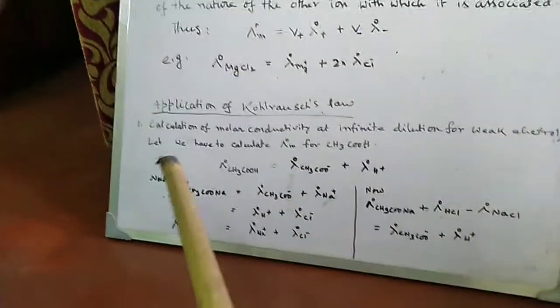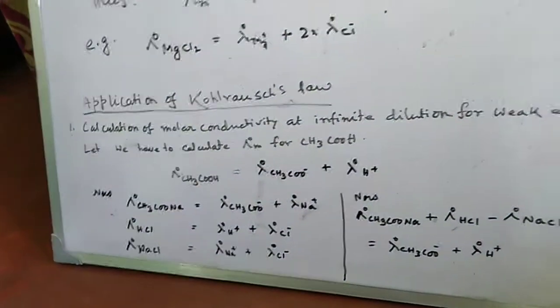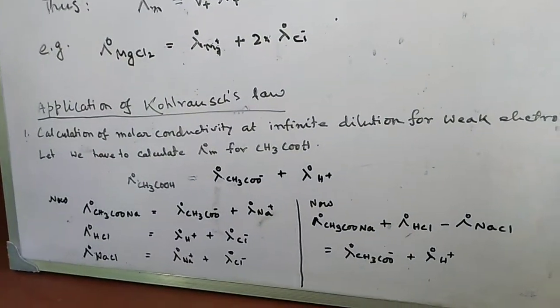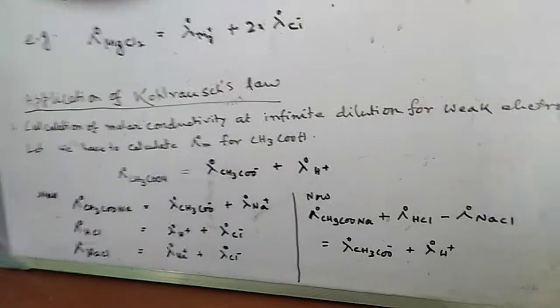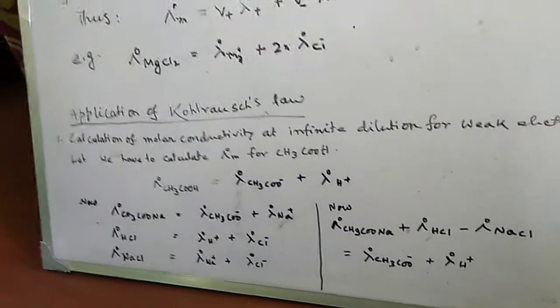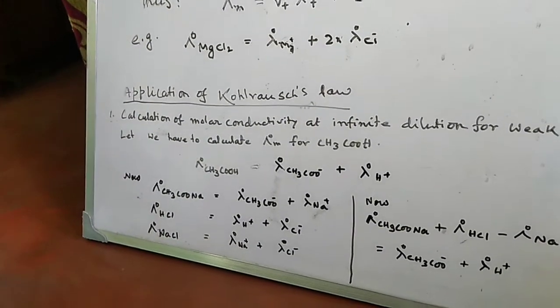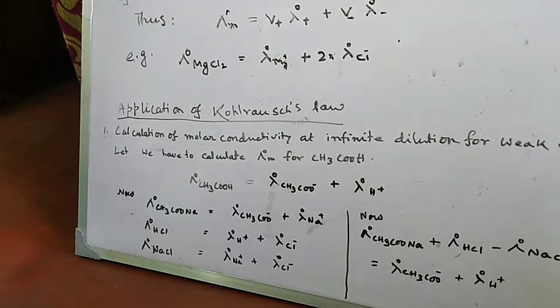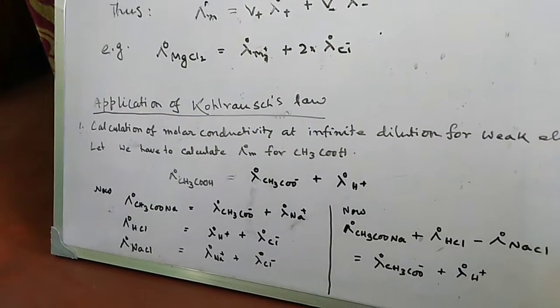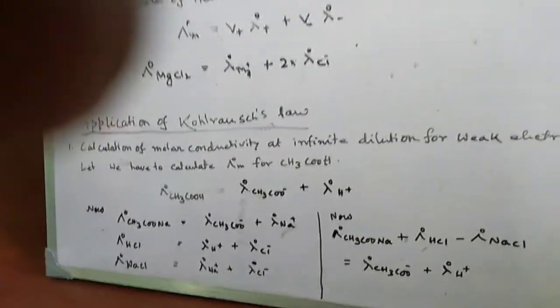Now how do we apply Kohlrausch's law? The first application is the calculation of molar conductivity at infinite dilution for a weak electrolyte. For a weak electrolyte we cannot find the molar conductivity at infinite dilution from the graph, so we take the help of Kohlrausch's law and we can calculate it.